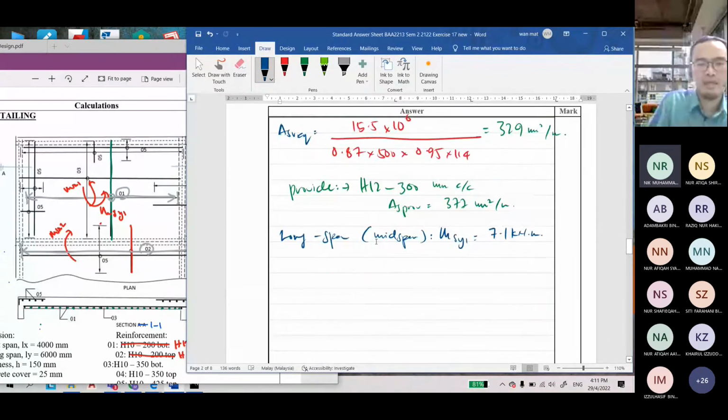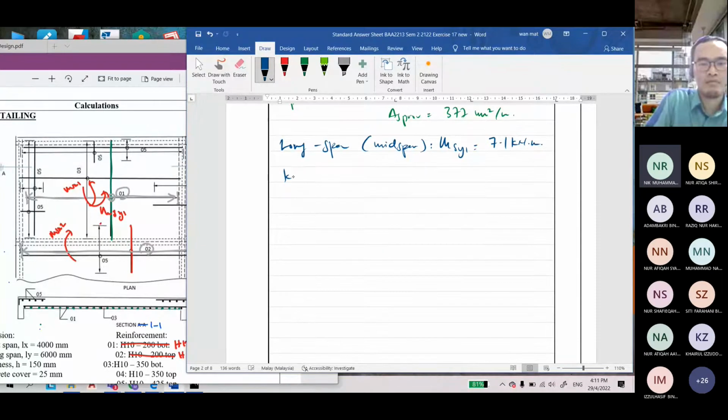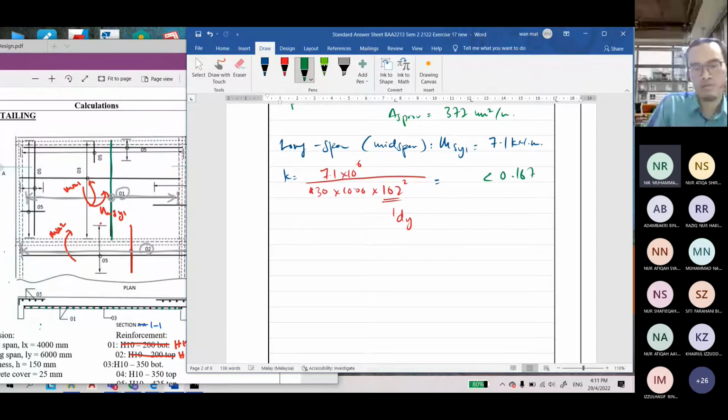So the value of K is equal to 7.1 times 10 to the power of 6 divided by 30 times 1000, the B, times the 102 squared. Be careful about the D. Now the D is referred to dy. So what is the value of K? Lesser than 0.167. So this is singly reinforced. Please calculate for me.